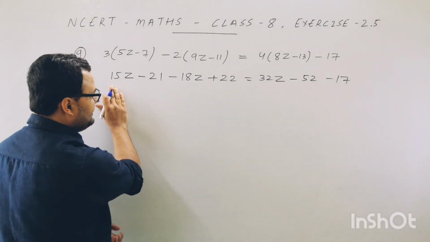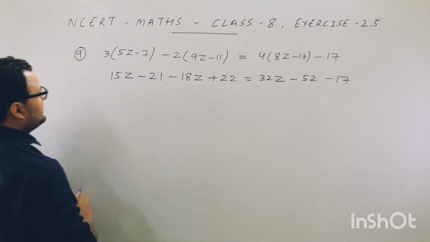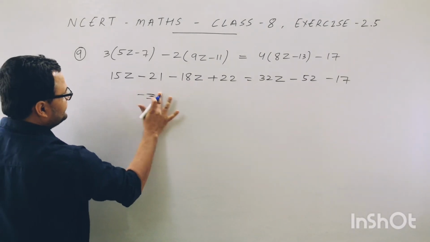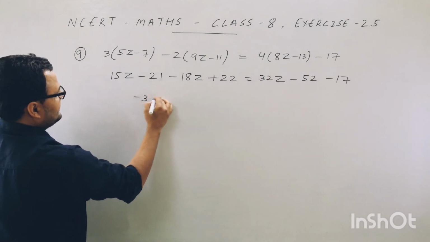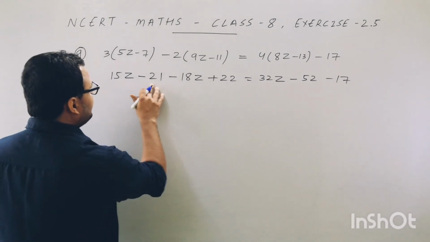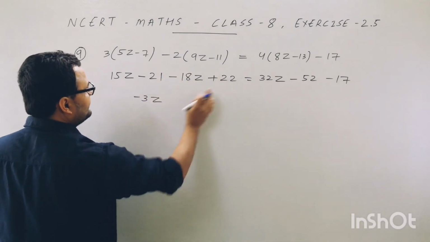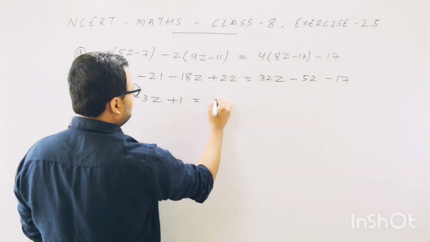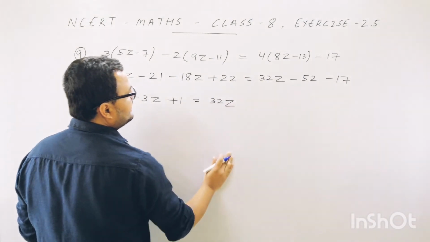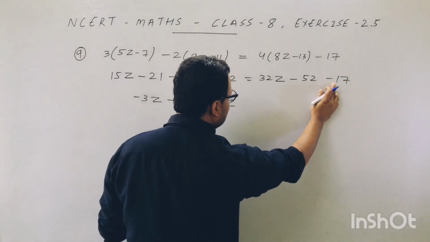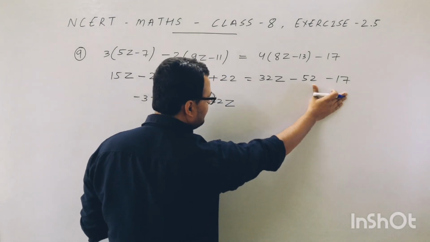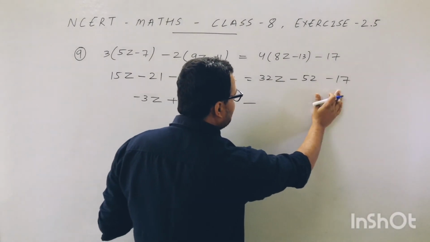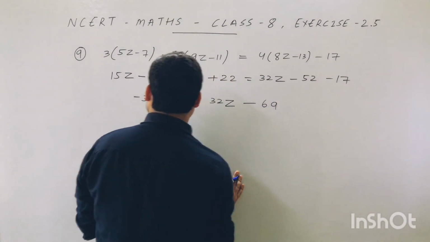Then first simplify the variables on the left hand side. 15z minus 18z, we got minus 3z. Minus 21 plus 22, or you can think like that, plus 22 minus 21, it means plus 1 equal 32z minus 52 minus 17. So if we have two numbers, both are minus, so symbol will be minus and add the numbers. 52 plus 17, we got 69.